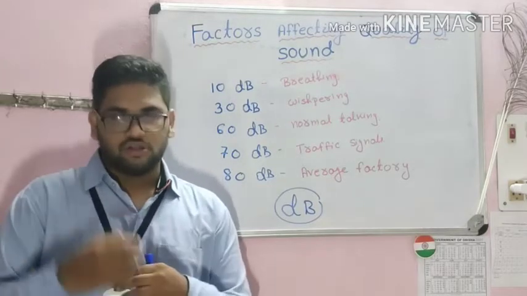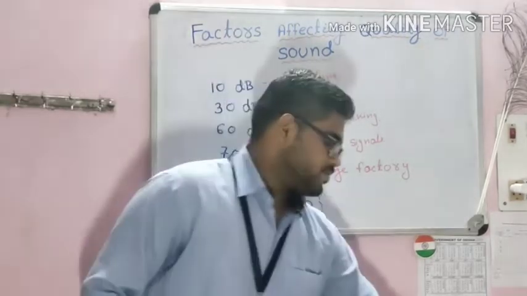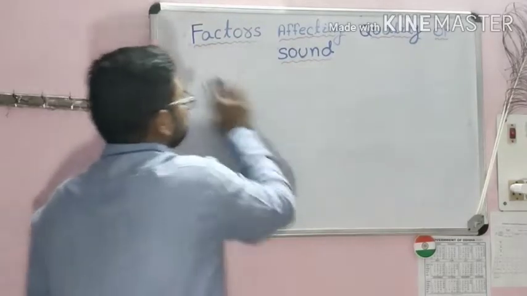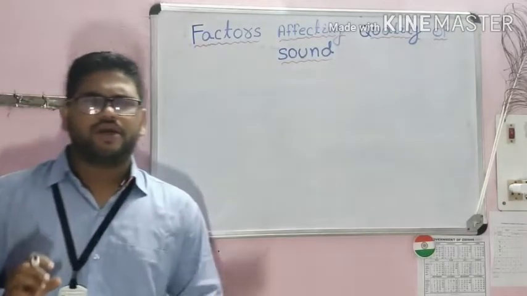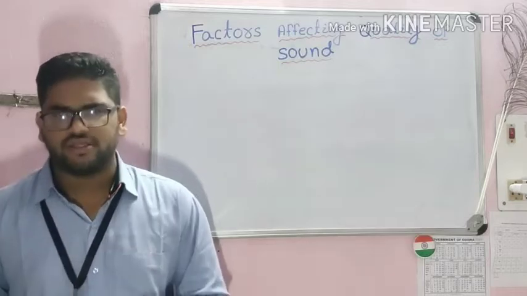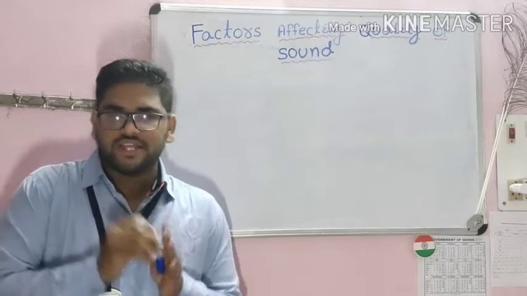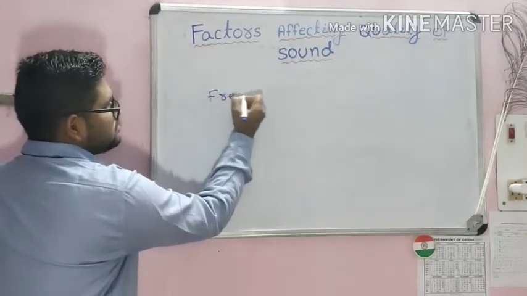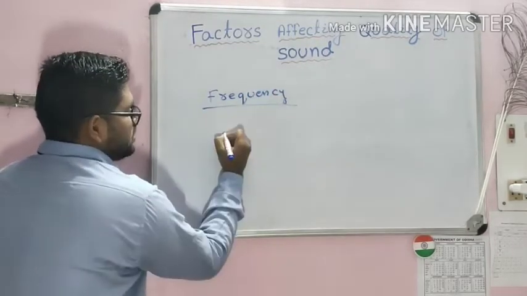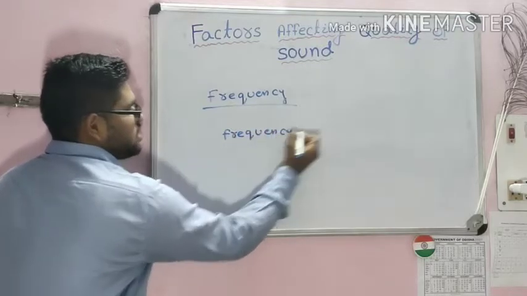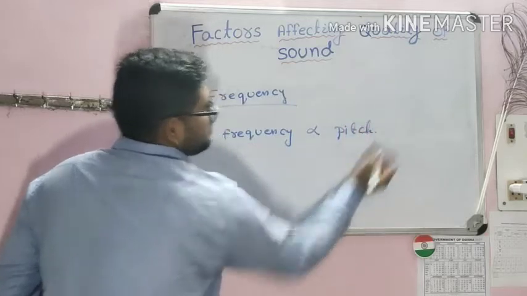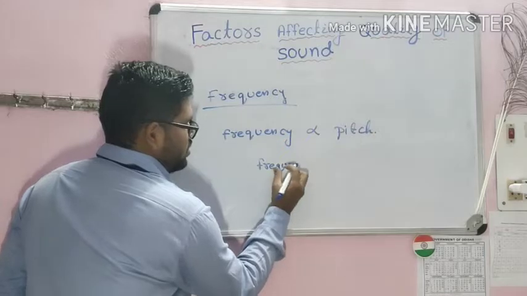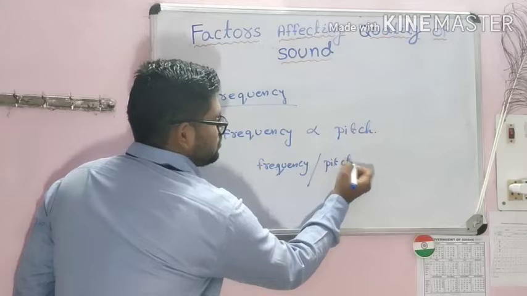Next we come to frequency, the other factor which is affecting sound. In the previous video, we learned about frequency, its denotation nu, and its relation with the wavelength. Whenever frequency increases, the shrillness of the sound increases, and frequency is directly proportional to pitch. So we write down the heading frequency. Frequency is directly proportional to pitch of the sound, and pitch is directly proportional to shrillness of sound.